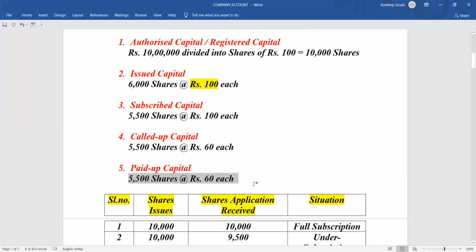And if there is any person who has not paid the money which the company has called up, that will be called calls in arrear. If a person does not pay, the company has called, said the money is due, please pay, but the person did not pay, then that situation will be said: the person is in default and it is a call in arrear.